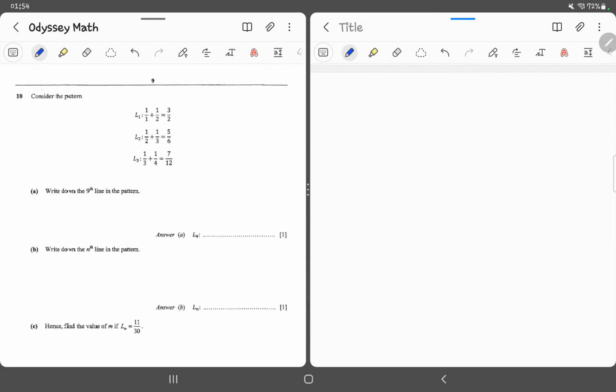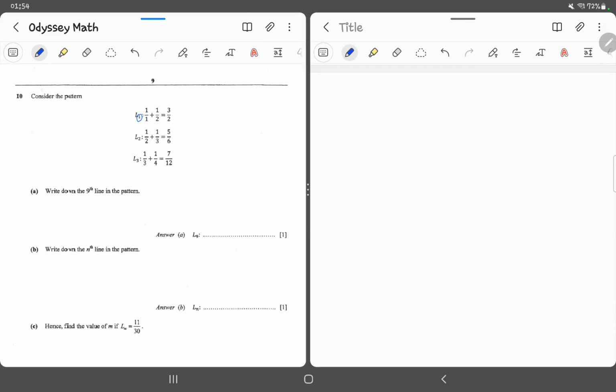Okay, so we have this pattern over here, and the question is asking us to write down the ninth line in the pattern. So this is the first line, the second line, and the third line, and we are supposed to write down the ninth line. But before doing that, let's observe some patterns over here. So let's try to relate.